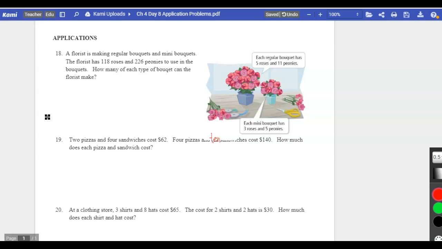So it says a florist is making regular bouquets and mini bouquets. The florist has 118 roses and 226 peonies to use in the bouquets. How many of each type of bouquet can you have? So if we're doing systems, you're going to want to be coming up with 2 equations.